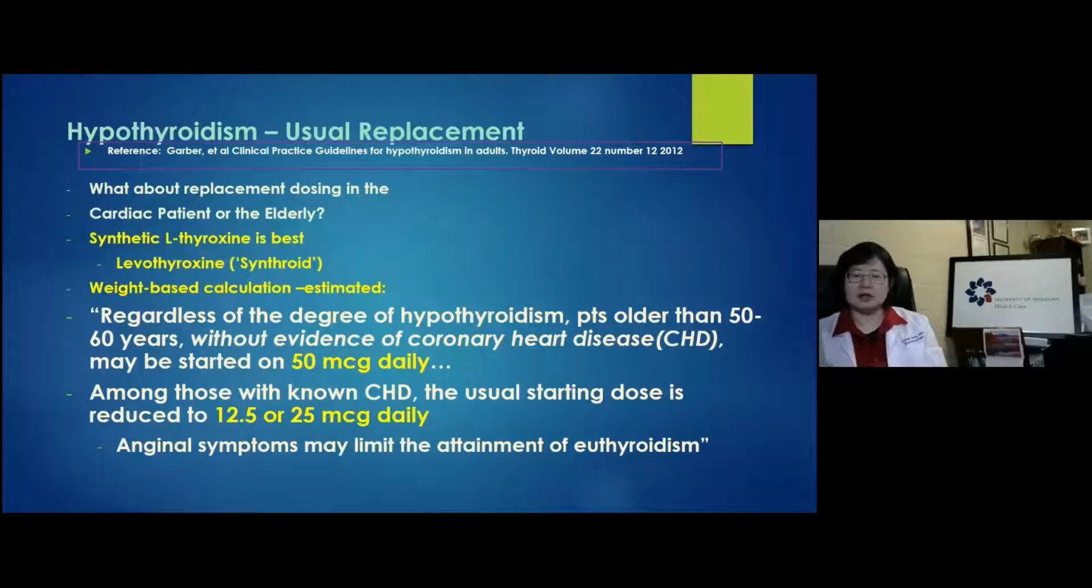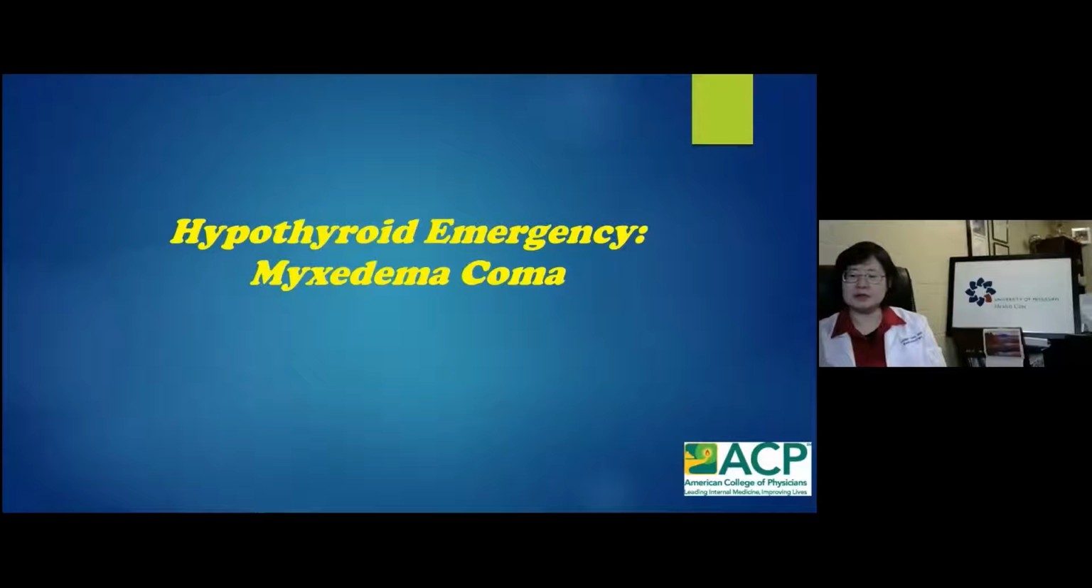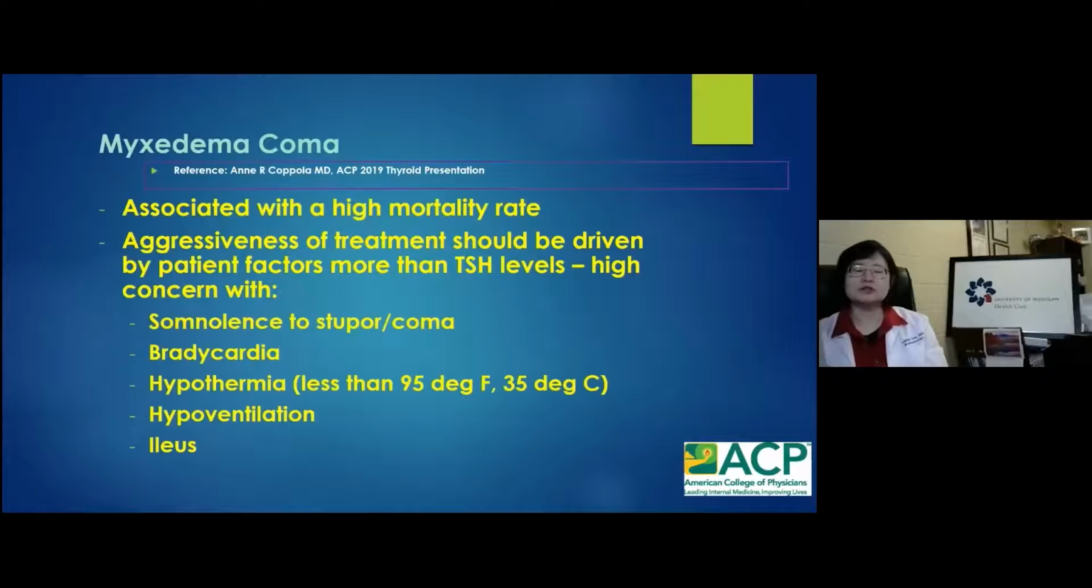Specifically, the idea is with the older patients, the American Thyroid Association recommends 50 micrograms daily as the starting dose, and with the cardiac patient, a lower dose of even 12.5 or 25. I'd like to briefly go through the situation of hypothyroid emergencies, myxedema coma, which fortunately is extremely rare.